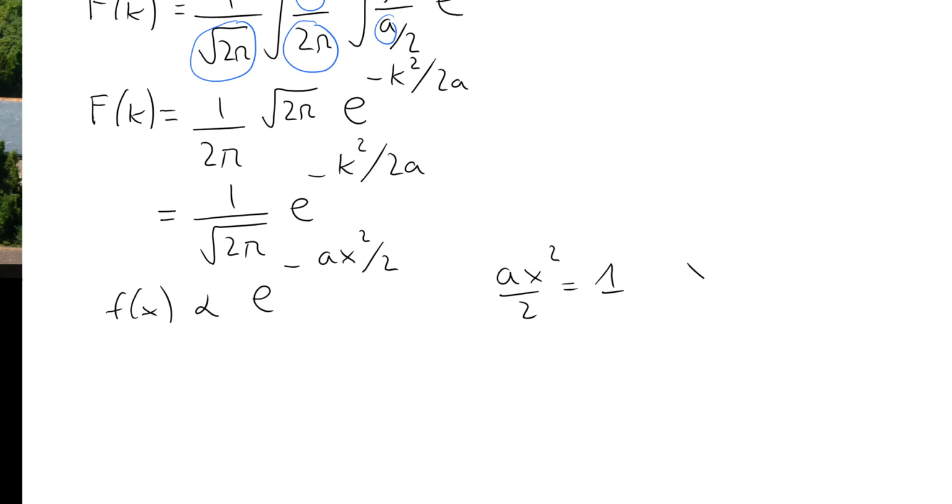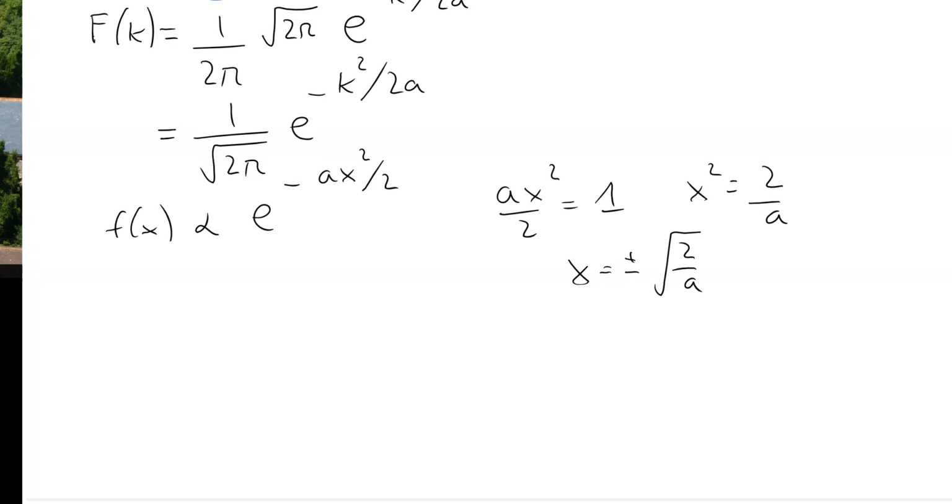So from this we can write that x squared is equal to 2 over a, or x is equal to plus or minus the square root of 2 over a. What we would now argue is that the width of the function can be taken between these 2 points. So delta x is equal to 2 times the square root of 2 divided by a.